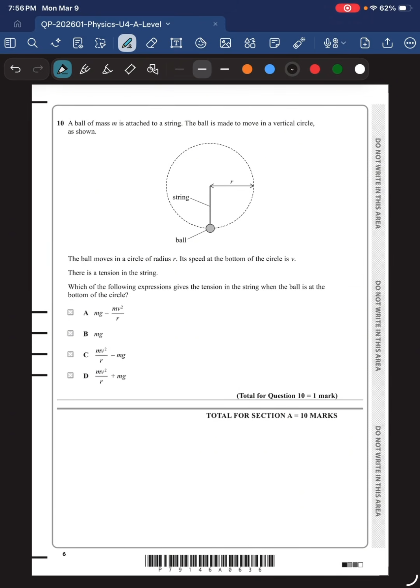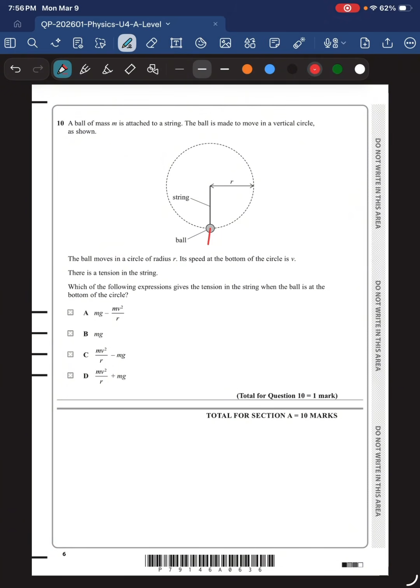Then question 10. A ball of mass m is attached to a string. The ball is made to move in a vertical circle as shown. The ball moves in a circle of radius r. Its speed at the bottom of the circle is v. There is a tension in the string. Which of the following expressions gives the tension in the string when the ball is at the bottom of the circle? Okay, so let's do a free body diagram.